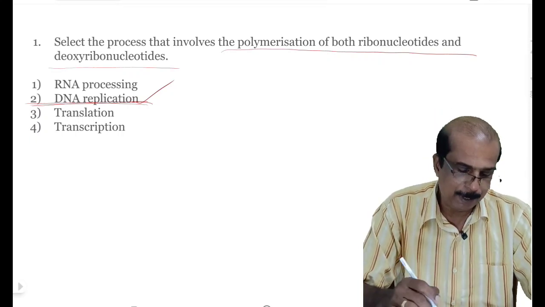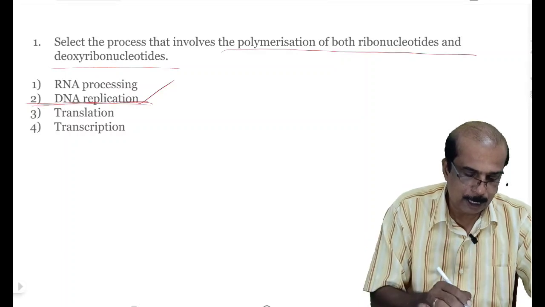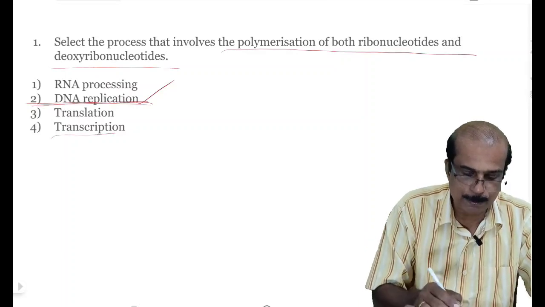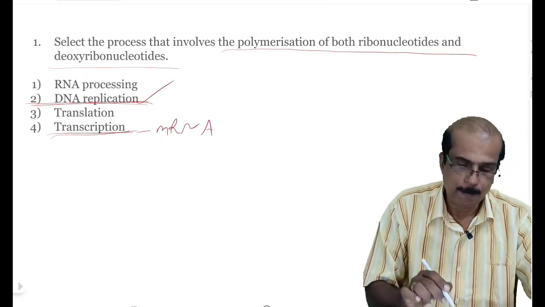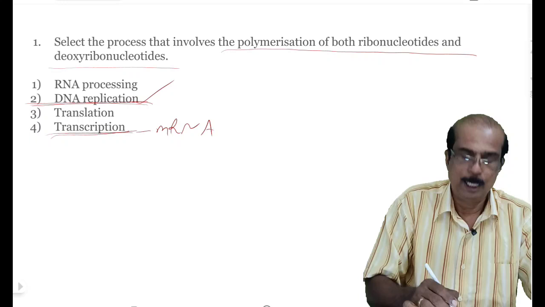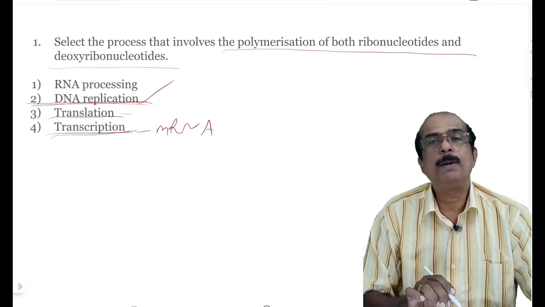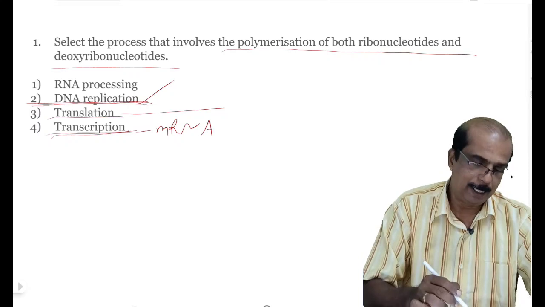by the polymerization of deoxyribonucleotides. What about other options? During transcription, mRNA is formed by the polymerization of ribonucleotides. What about translation? During translation, polypeptide chain is synthesized by the polymerization of amino acid residues.